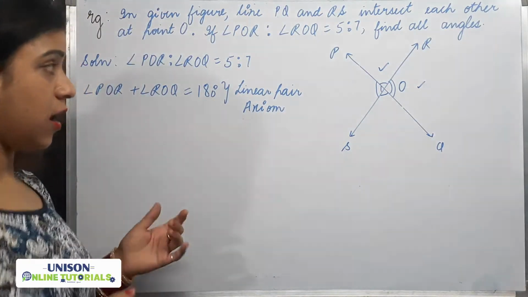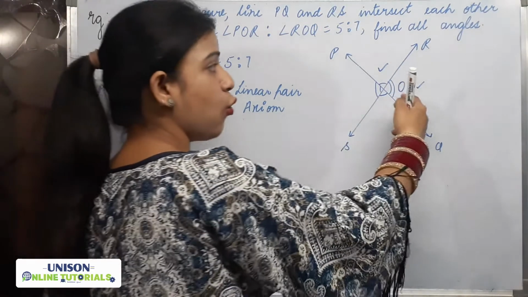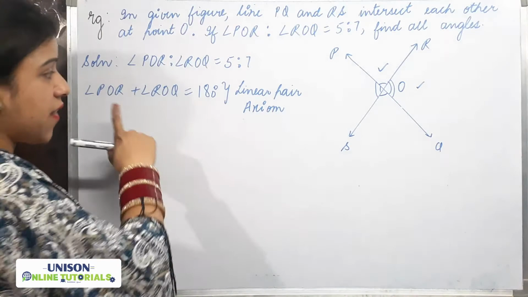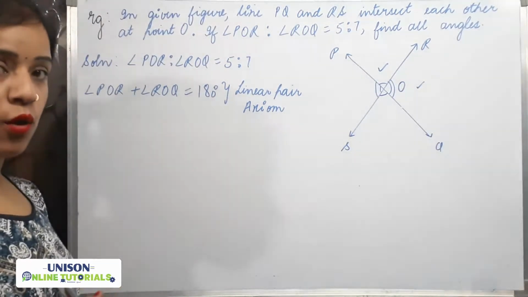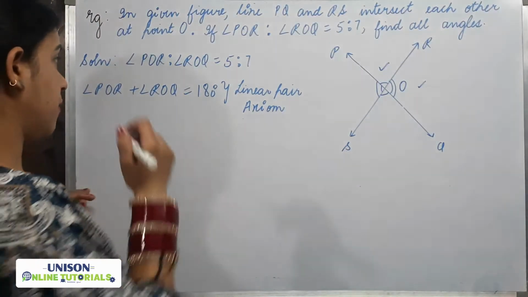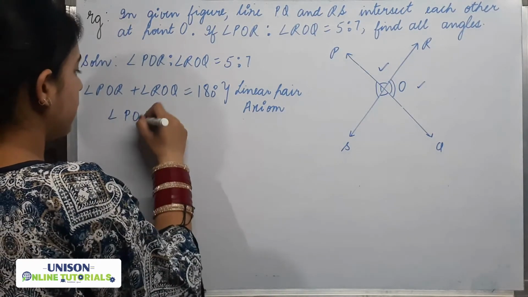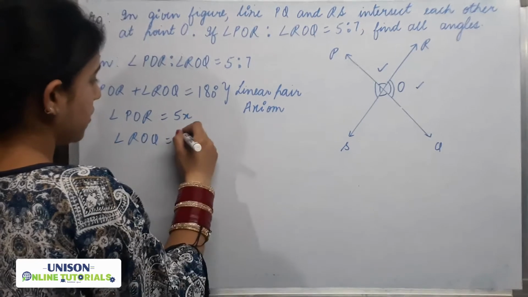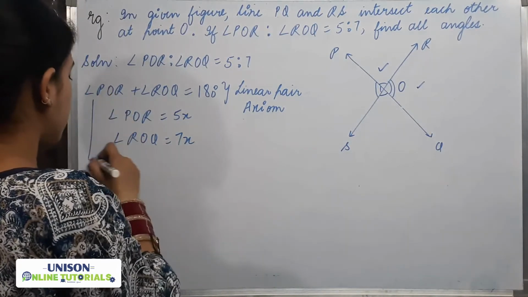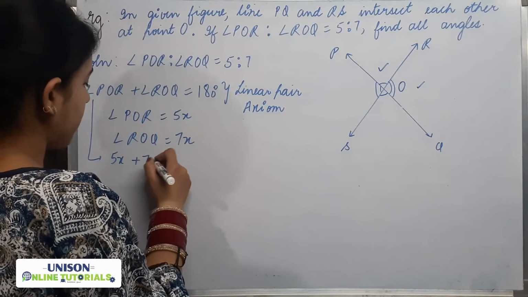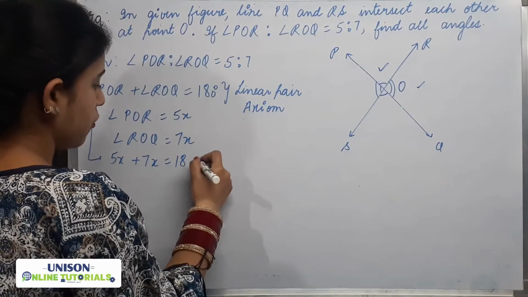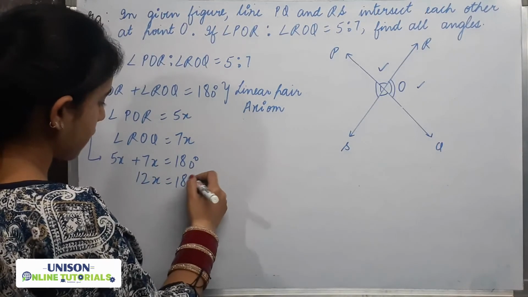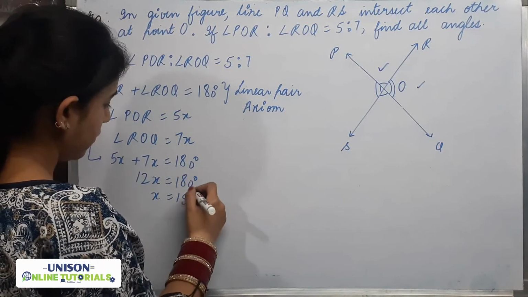First of all, angle POR and ROQ, the sum of these two angles is 180 degrees. Again the linear pair axiom: as ray OR stands on the straight line POQ, the sum of these two angles is 180 degrees using the linear pair axiom. Let's take angle POR as 5x and angle ROQ as 7x, and we know the sum of these two angles, 5x plus 7x, equals 180. So we get the value of x. 12x equals 180, so x equals 15 degrees.